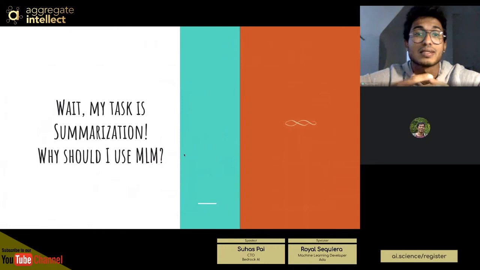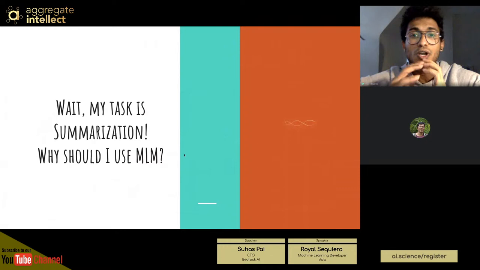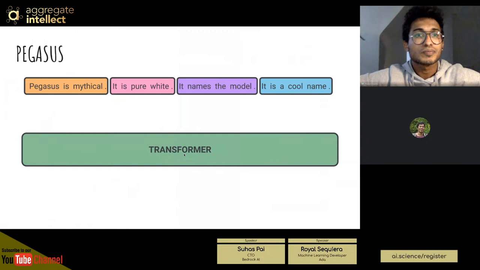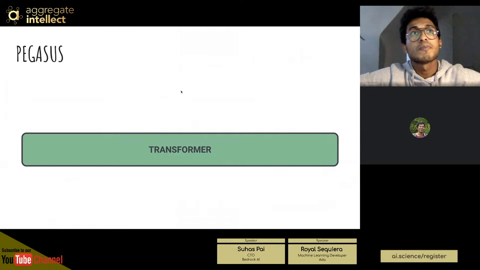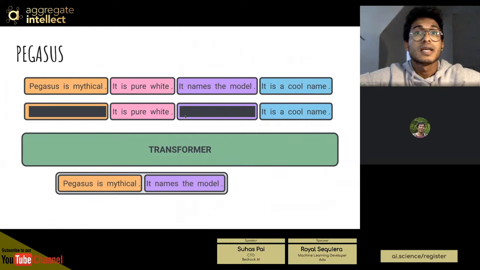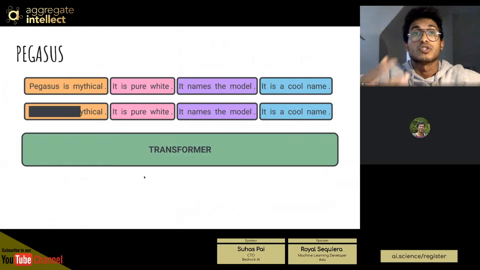So what Pegasus does is they propose a novel pre-training objective that is better aligned with the downstream task. So what is the better pre-training objective that Pegasus uses? It's called gap sentence generation. Given a set of sentences, you mask a fraction of sentences instead of tokens, and the transformer architecture tries to generate these masked sentences.